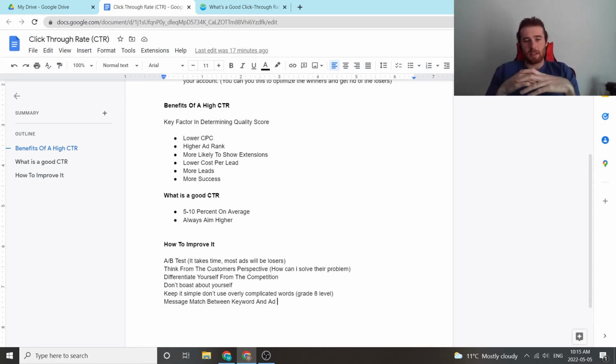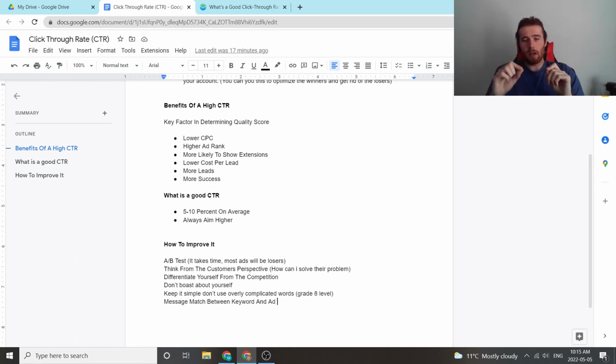The next thing is message match, and this is really between the keyword and ad. You could say the landing page also should fit in here, and I normally include it in message match, but right now we're just going to focus on the keyword and the ad. Essentially, you want the message between the keyword and the ad, so the actual word people are typing in and the ad that pops up, to be as closely linked and as relevant as possible. So when people type in furnace repair, they get an ad that says, "Looking for furnace repair?" or something very similar that really speaks to them.